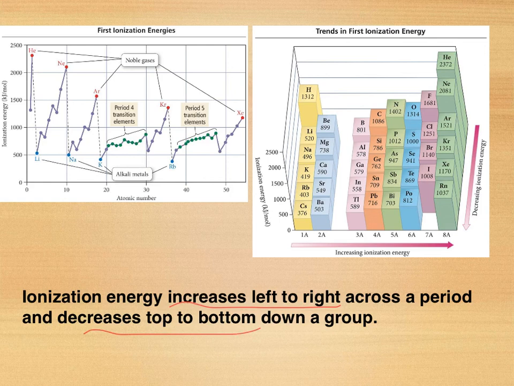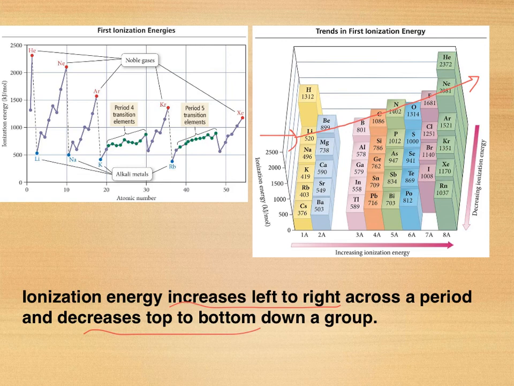So let's look at period 2. In general, ionization energy increases left to right. The ionization energy is increasing, going from lithium to beryllium to boron to carbon and nitrogen, oxygen, fluorine, etc. But there are some anomalies. You see how it goes up and down? It does not go steadily up.